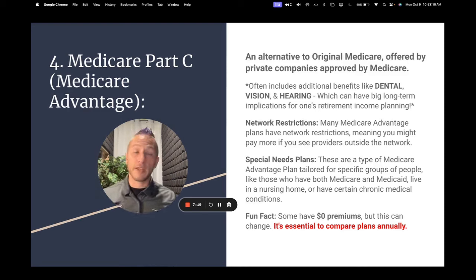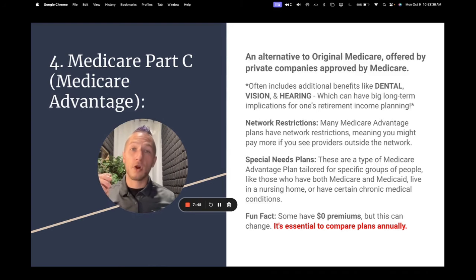Now, on a Medicare Advantage plan, there are network restrictions most of the time. So if you decided to use somebody that was outside of the plan's network, you might have to pay higher cost for that service. There are some special needs plans as well. The Medicare Advantage plan is going to be tailored towards specific groups of people, people who qualify for Medicare and Medicaid, if they live in a nursing home, or if they have certain chronic medical conditions. Those are all going to be special needs plans available inside of Medicare Advantage as well.